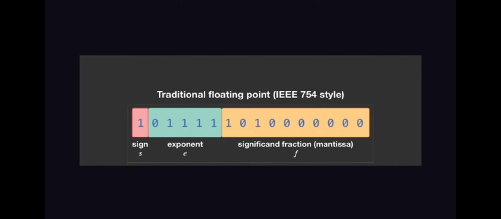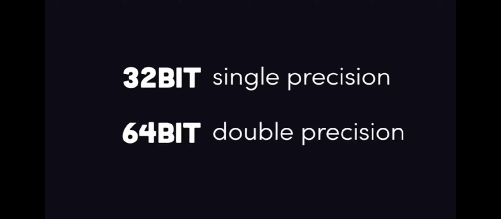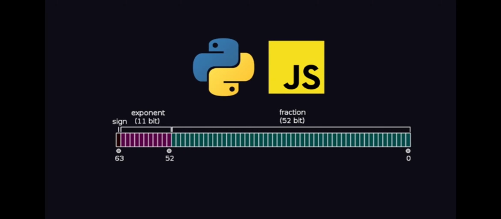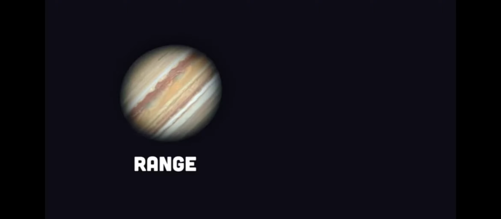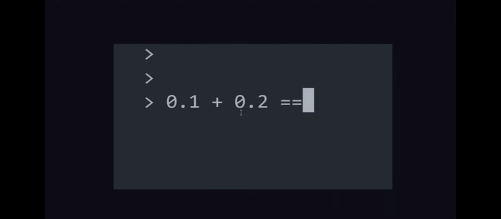Computers use a similar approach with floating point numbers, because they only have a limited amount of space, either 32 bits for single precision, or 64 for double precision, which is the default in languages like Python and JavaScript. It's called a floating point because there's no fixed number of digits before or after the decimal point, allowing developers to make a trade-off between range and precision. Some numbers like 0.01 can't be represented perfectly as a binary floating point, which is the reason we get those tiny rounding errors.